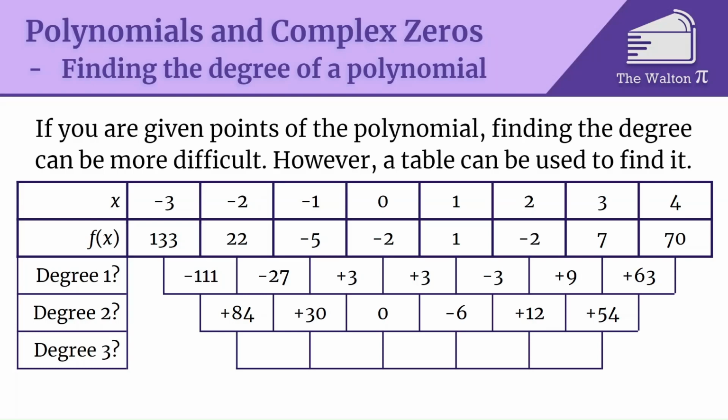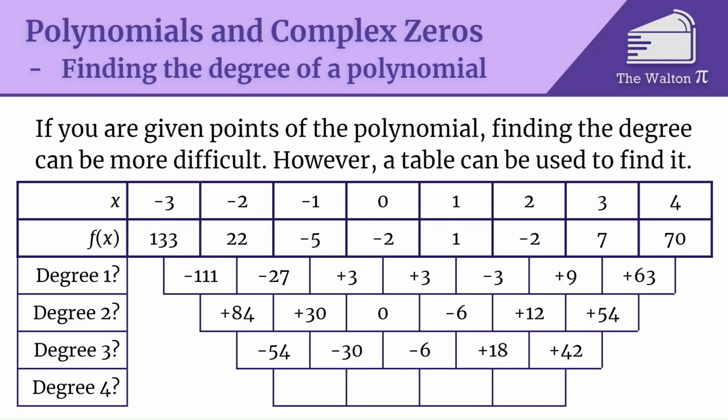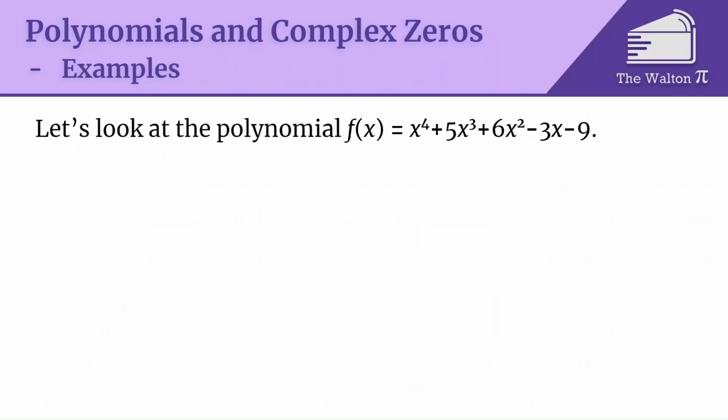To see if it's degree 3, we do the same thing. And we see that this is negative 54, negative 30, negative 6, plus 18, plus 42. It's not degree 3. Then is it degree 4? Well, add 24, add 24, add 24, add 24. All of these are the same, so that means that the degree of this polynomial is most likely 4. It doesn't tell you what that polynomial is, but that is how you would be able to find the degree. So if you're ever really confused, look at successive differences to try and figure out what the degree of the polynomial would be.